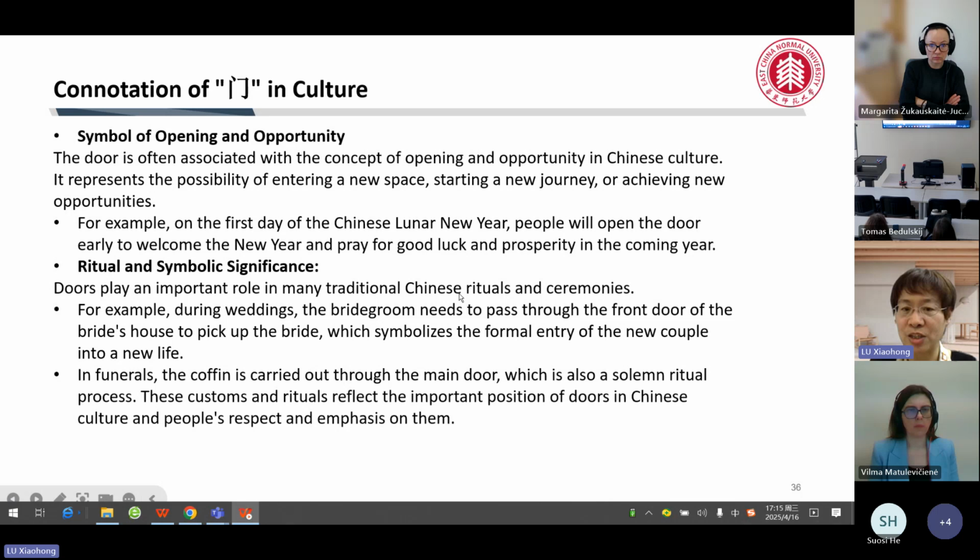For example, in a Chinese traditional wedding, the bridegroom should pass through the front gate of the bride's house to pick up the bride, which means the formal entry of the new couple into a new life. And in a funeral, the coffin is carried out through the main gate. It is also a solemn ritual process. So these customs and rituals reflect the important position of doors in Chinese culture and people's respect and emphasis on the door.